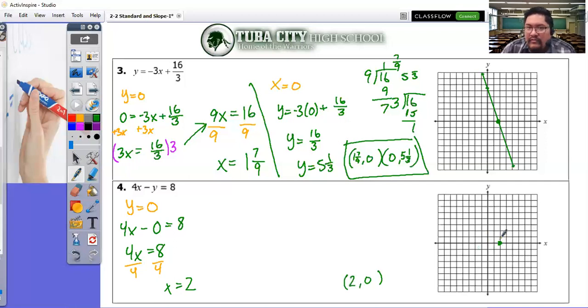So over 2, not up or down because it's a 0. And right here I have x equals 0. So what would happen if x was equal to 0? Well, I'd have 4 times 0 minus y equals 8. And again, just the same thing. We're just replacing x with 0. So this would be negative y equals 8. And I would just need to divide both sides by negative 1, which is all it's going to do is switch the sign. So y equals negative 8.